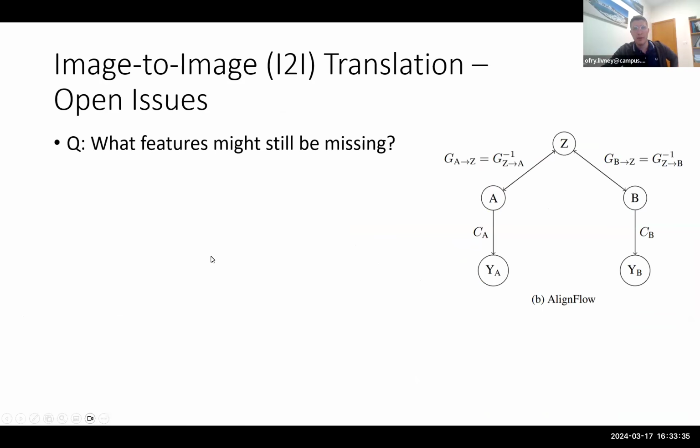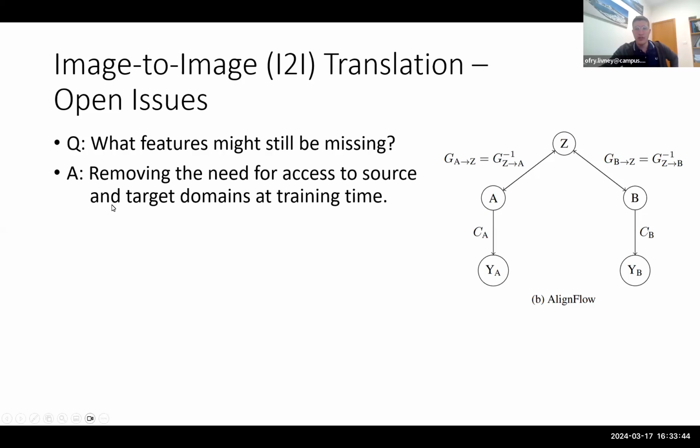So the authors of this paper asked what features might still be missing in image-to-image translation models. And one of the main answers they gave to that was removing the need for access to both source and target domains during training time. So why is this useful? Well, first of all, in terms of adaptability, you could think of a situation in which you train some mapping between a source and target domain, but then at a later time, you might want to add some more domains into the mix. And this whole notion of now having access back to previous domains and then training between all domains could make it more difficult and resource intensive.